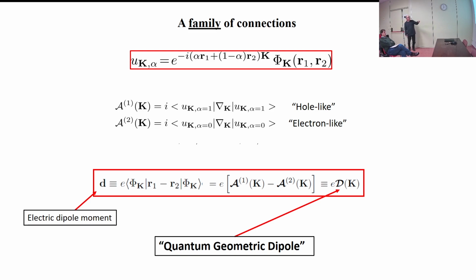The reason this is useful is that if I take a difference of these two objects, this turns out to be, again, a gauge invariant quantity. And it's very easy to show that it's directly related to the dipole moment of your excitation. So this R1 minus R2 is the difference coordinate. It's the distance between your particle and your hole.